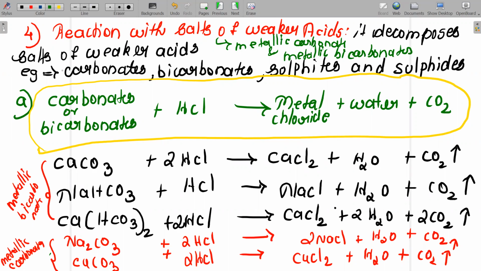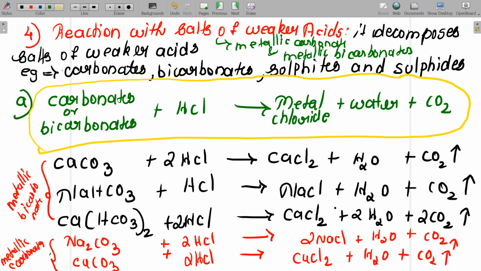So children, from all those examples, what did we understand? Whenever HCl reacts with the salts of weaker acid, that means metallic carbonates or metallic bicarbonates, you will get that particular metal chloride plus water plus carbon dioxide. Understood? Any doubts in that? So the reactions with the metallic bicarbonates, you understood. Based on my equation, you are getting the products, right? You just need to remember the equation and balance the equation. That is more than enough. Understood?